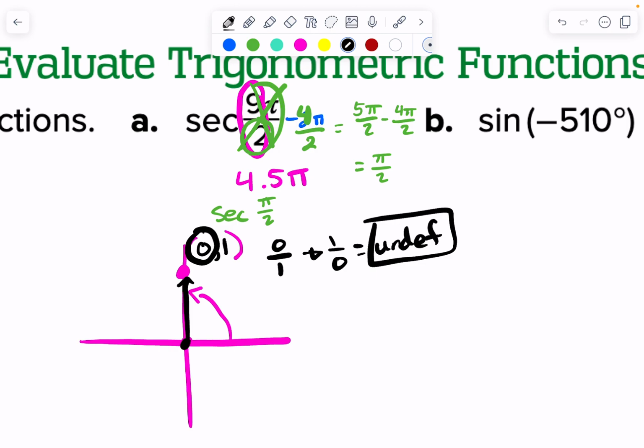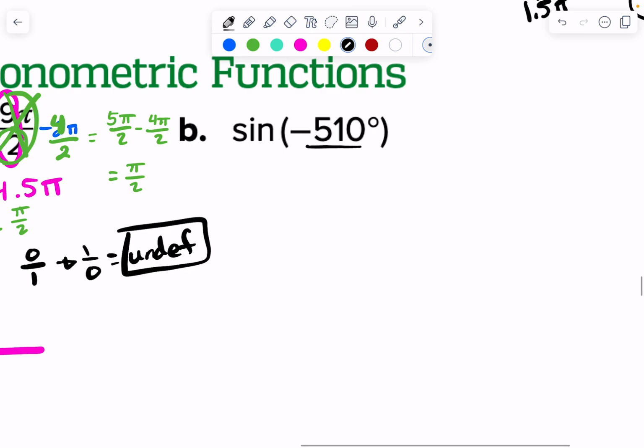So we're reducing this value down. We're going to do the same thing in part B. Negative 510 is a huge negative number, so what I'm going to do is add 360 to that.